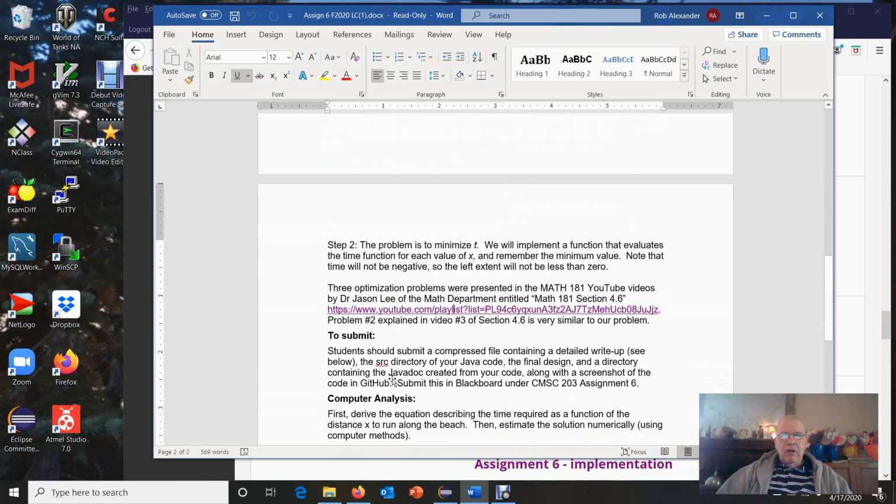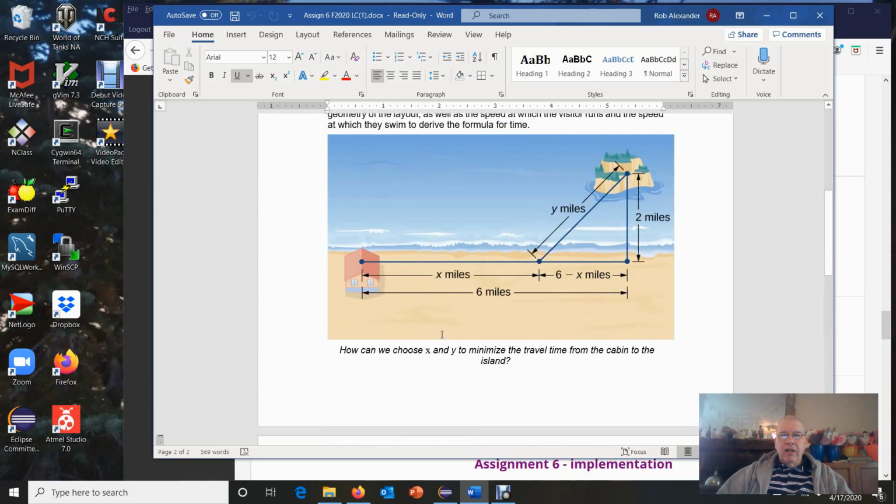Now, there are a couple of similarities with Lab 11. In Lab 11, you saw this video by Dr. Lee. And the second problem, which is explained in video number 3 of that section, is very similar to our problem. In the Lab 11 problem, the person stands at this point and throws the ball, and then the dog runs along the beach, and the question is, can he do better than a certain time?